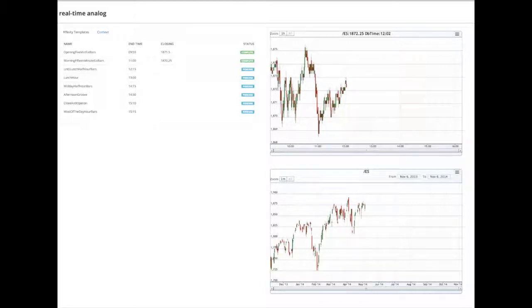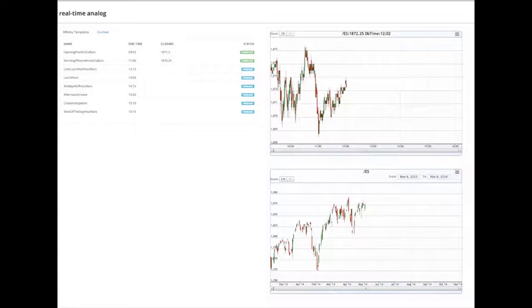And finally, real-time analog also lets you inform yourself about the respective setups that led up to the analogies you're looking at, or in other words, the context in which some behavior took place. To that end, there is context functionality in real-time analog. The idea is almost entirely analogous to affinity templates, but on a longer time frame. The concept here is simple.